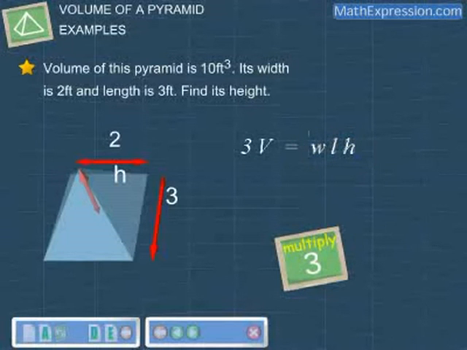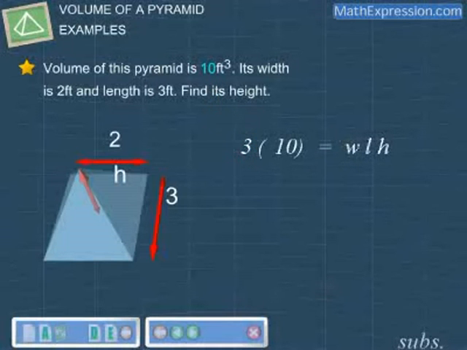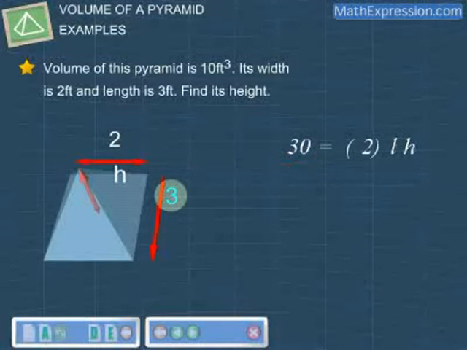Now, since the volume is given as 10 cubic feet, we can substitute V with 10. 3 multiplied by 10 gives 30. Since the width is given as 2 feet, we can substitute W with 2. Similarly, since the length is given as 3 feet, we can substitute L with 3. Here, we can simplify by multiplying 2 with 3. This gives 6. Now, we have 6h equals 30.